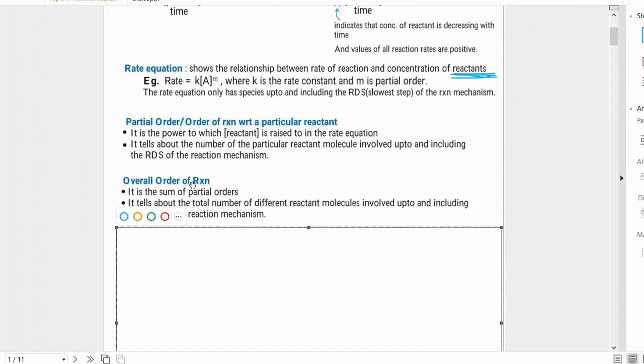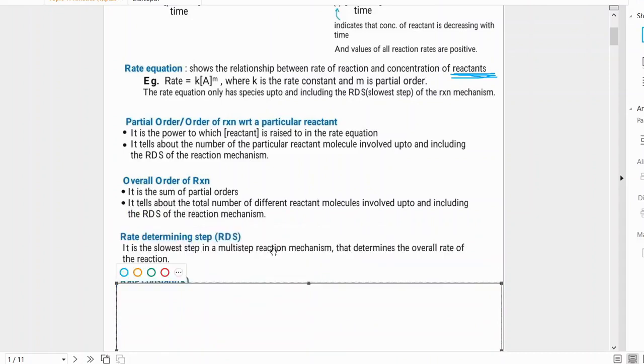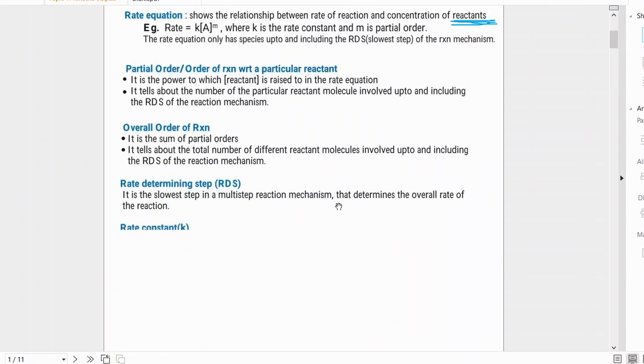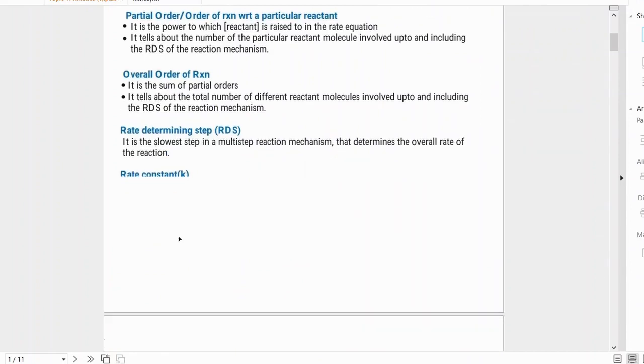Moving on. Overall order of reaction. It is the sum of the partial orders. Sum of m and could be an n, m plus n. So that is the overall order. It tells about the total number of different reactant molecules involved up to and including the RDS of the reaction mechanism. RDS, the slowest step in a multi-step reaction mechanism that determines the overall rate of the reaction. We have explained that perfectly fine in the previous PDF.